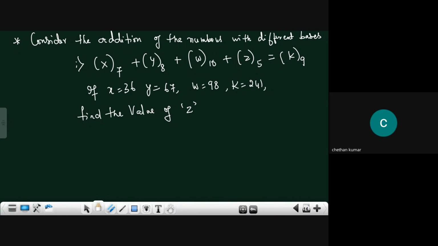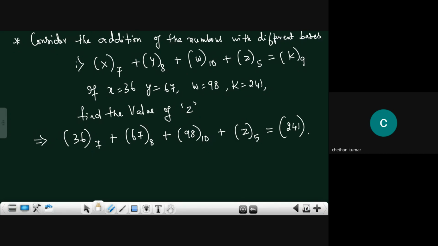How to solve this problem? Convert any base into decimal. So let us convert any base into decimal. What is x's value? 36 with the base of 7, plus what is y's value? 67 with the base of 8, plus what is the value of w? 98 with the base of 10, plus z, we need to find out z of 5. This is equal to 241 with the base of 9.